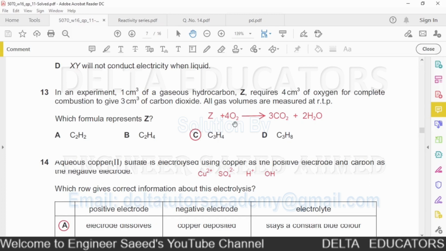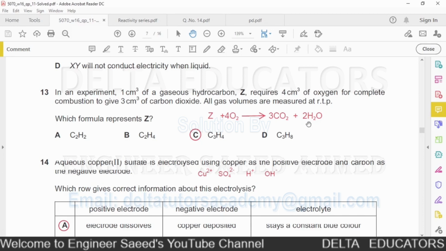Here we have 4 moles of oxygen. 4 moles of oxygen means we have a total of 8 oxygen atoms. And here it is given 3 centimeter cube of carbon dioxide, which means we have 3 moles of carbon dioxide. Since we have 3 moles of carbon dioxide, the carbon atoms are 3 and the oxygen atoms are 3 multiplied by 2, 6. Here it is given 8. 4 2s are 8, so definitely here it should be 2. When we write 2 here, oxygen is balanced.